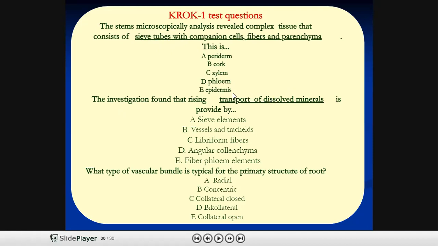Transport of dissolved minerals is provided by which one? Sieve vessels and tracheids, libriform fibers, angular collenchyma, fiber phloem elements.